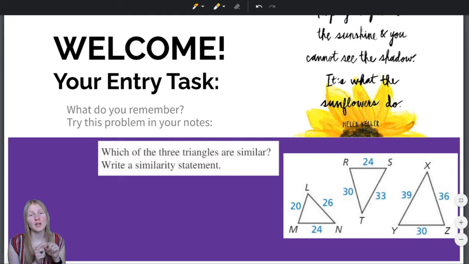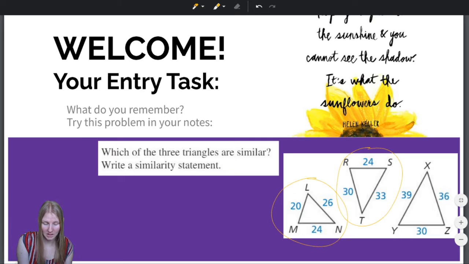You know what to do. Pause the video, try this problem in your notes, and then unpause it to do it with me. Alright, which of the three triangles are similar? Write a similarity statement. Okay, so we're going to want to check, is triangle LMN similar to triangle RST?